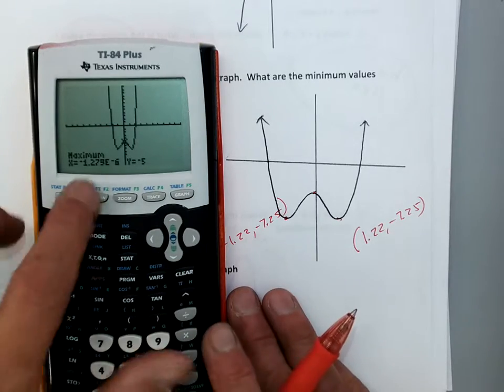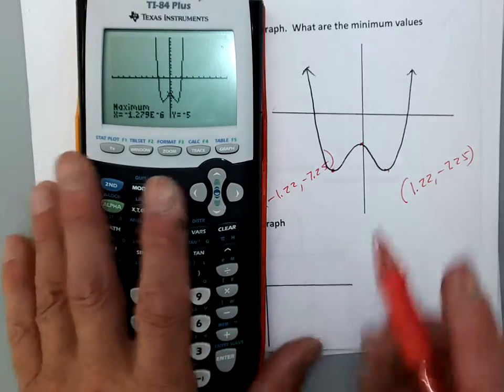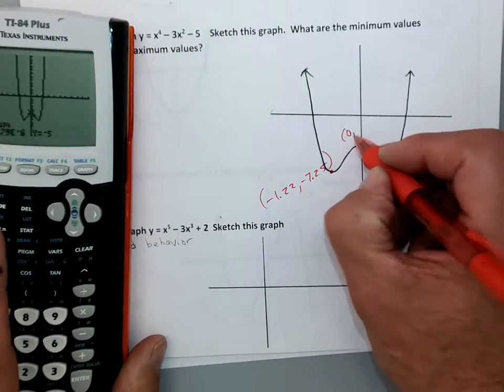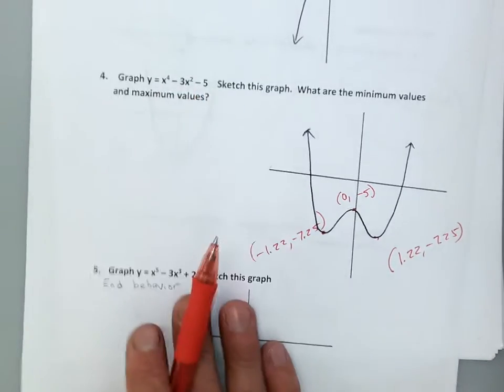Same thing, that is a 0, because it's exactly at 0, negative 5. And we can prove it. It's got to be 0, negative 5. Okay?